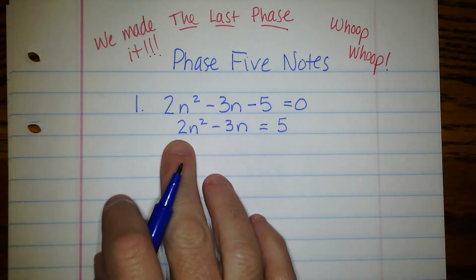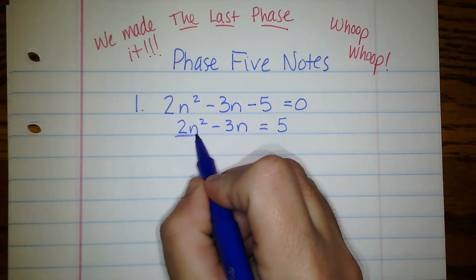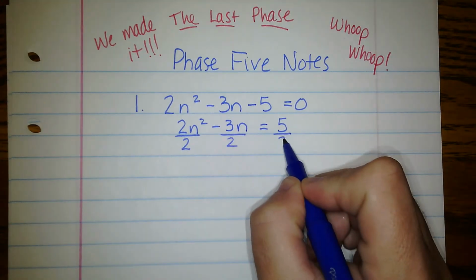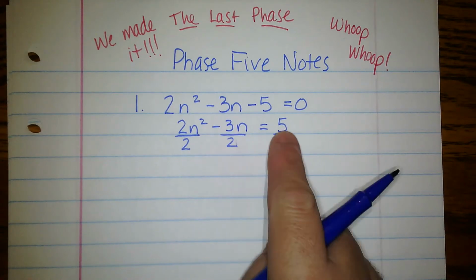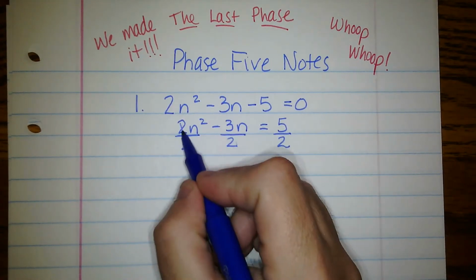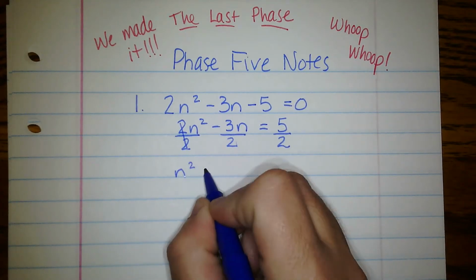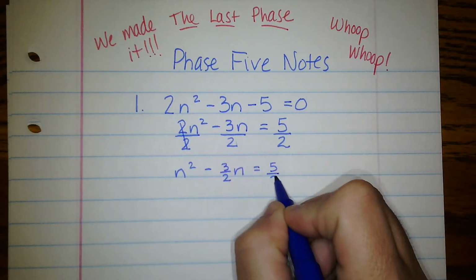Do you notice the coefficient here in the A position? Yeah, me too. So we need to divide that out. See, that was a phase 2 thing, but when we divide this one out, ew, you see where I'm going, don't you? You've got a fraction here that's not pretty. The only one that kind of looks the way it needs to is this one, and that's n squared minus 3 over 2n equals 5 over 2.